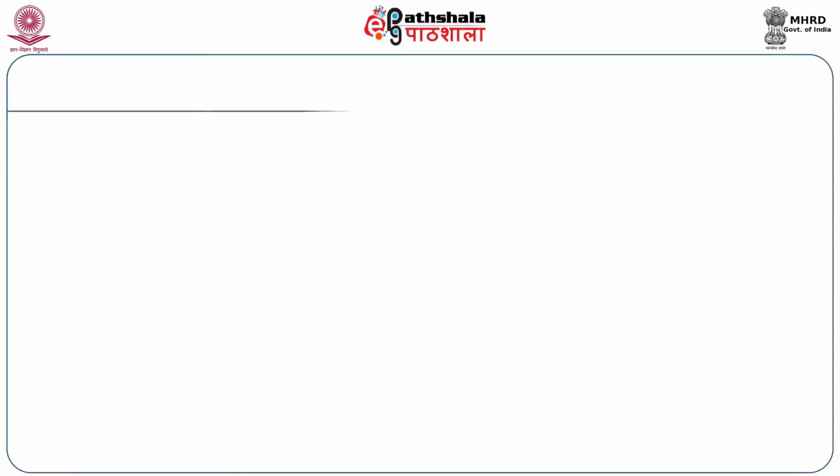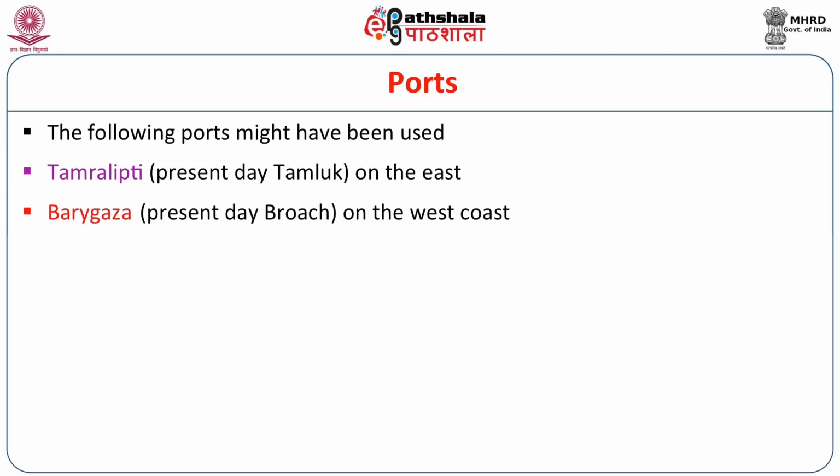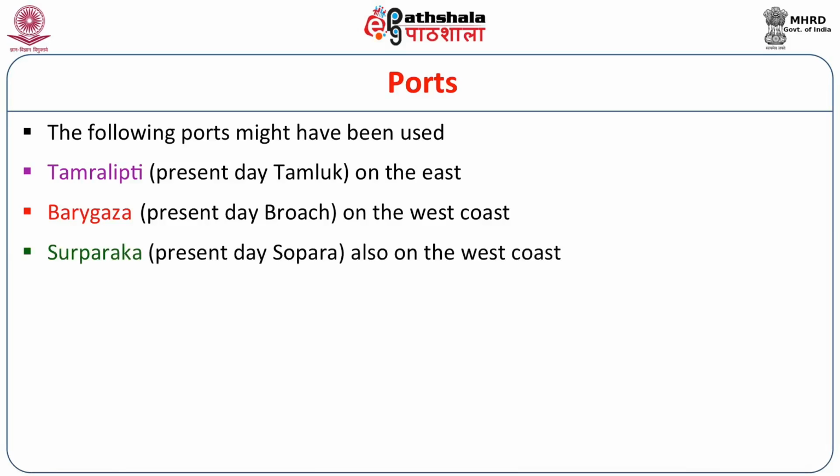In connection with trade and commerce, we get certain more information, that is, ports. As I told you on another occasion, a port is a gateway to overseas trade. Here also we get three major ports. Tamralipti on the east coast. Second, Bharukaccha, modern Broach, on the west coast. Third, Surparaka, present-day Sopara, again on the west coast. These ports were used during this time through which merchandise was shipped.